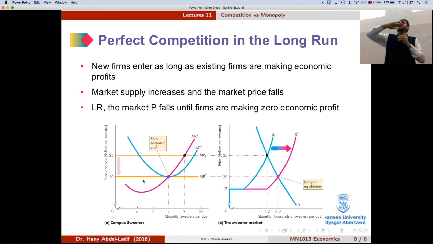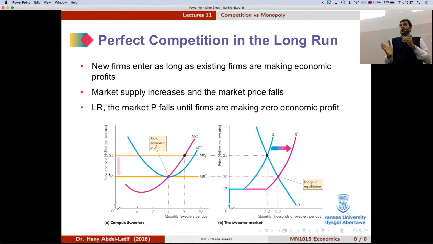That's why you see this marginal revenue is a horizontal line. And this is determined by the market, not by the firm. So the firm takes it as it is. So this will keep happening. New firms will enter the market as long as existing firms make an economic profit.